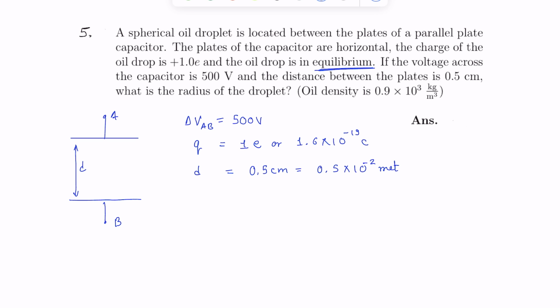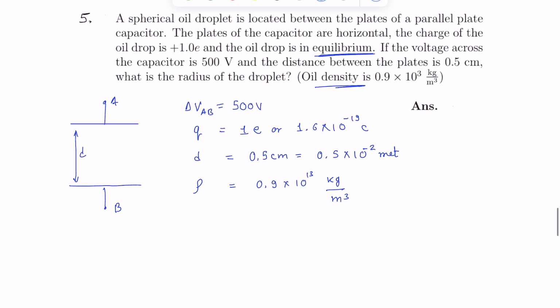Now it says we need to find the radius of the droplet, and density is given. So let's say density is rho, and it's given to us as 0.9 times 10 to the 13 kg per meter cube. So it's already in SI, so you don't have to convert that into SI. And there's this charge. Let's say this is the charge we have here. Okay, it's the charge here.